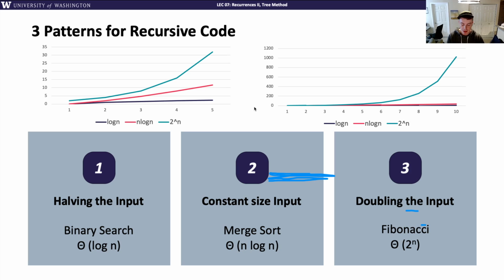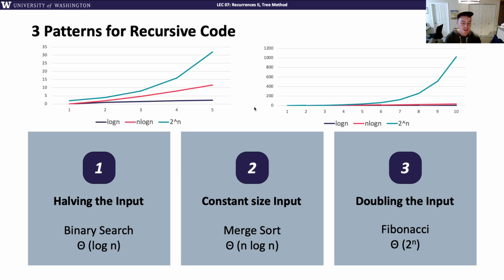What I want us to do is a bit of a recap of where we've been these past 2 lectures. So what I've done here is I've put our three recursive patterns: halving the input with binary search, constant size input with merge sort, and doubling the input with Fibonacci. Through our analysis, the first two using master theorem, we found that binary search was big theta of log n, and merge sort was big theta of n log n. And now with this new tool, which I haven't formally described yet, which will be a bit more generic, we're going to call the tree method, I've shown you that Fibonacci is big theta of 2 to the n.